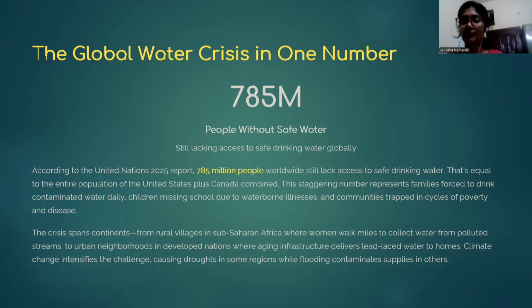So this staggering number represents families forced to drink contaminated water daily, children missing school due to waterborne illness, and communities trapped in cycles of poverty and disease. This crisis spans continents, from rural villages in sub-Saharan Africa, where women walk miles to collect water from polluted streams, to urban neighborhoods in developed nations, where aging infrastructure delivers lead-laced water to homes. Climate change intensifies the challenge, causing droughts in some regions while flooding contaminates supplies in others.